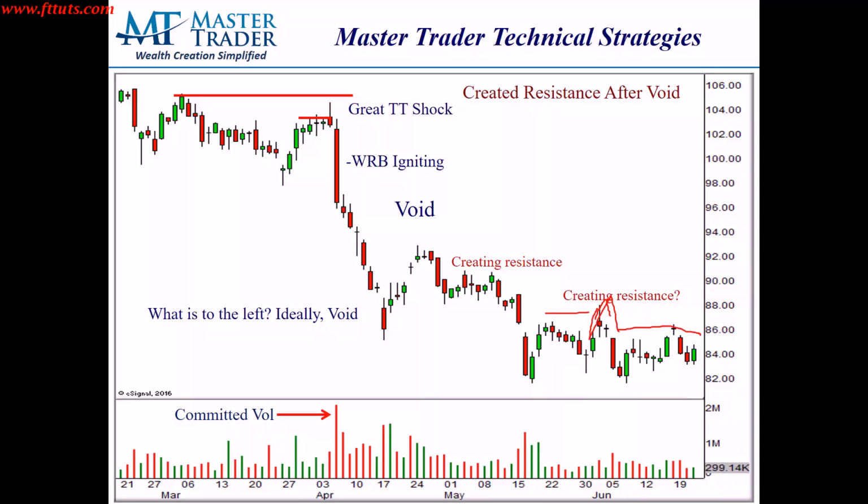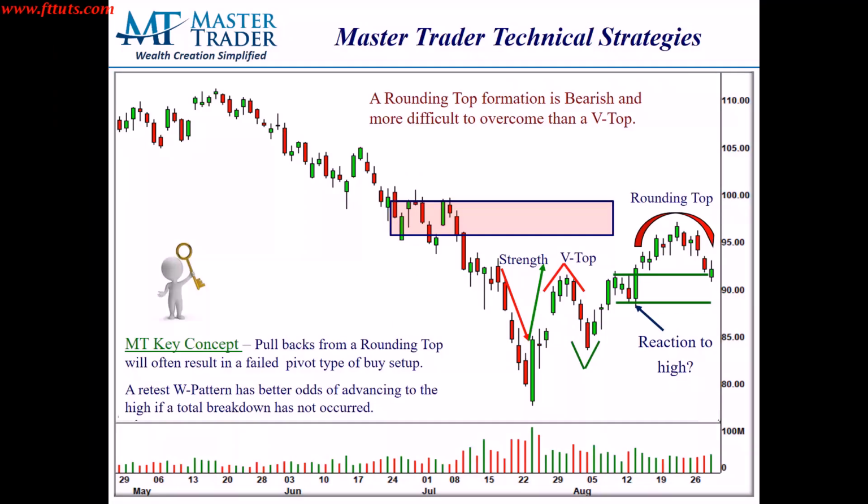As long as it doesn't get above that, this is okay. And now your job is to look to the left. Is there a void under here? And if there is, this should be heading south. Rounding top versus a V-top. Master trader key concept: pullbacks from a rounding top will often result in a failed pivot type of buy setup. Better to get a W pattern or a retest, which has better odds of advancing.